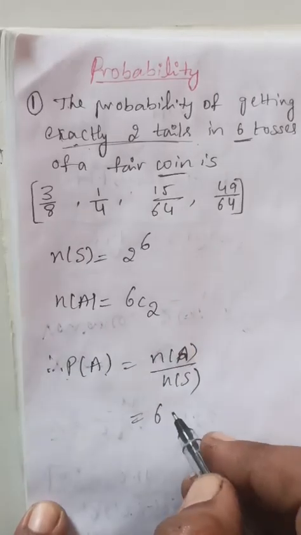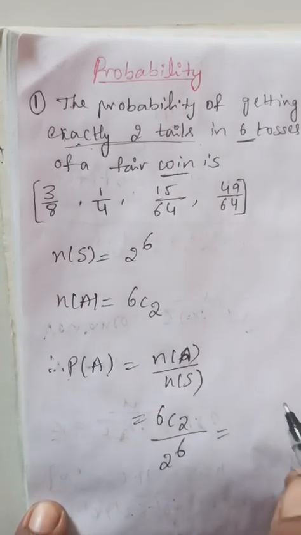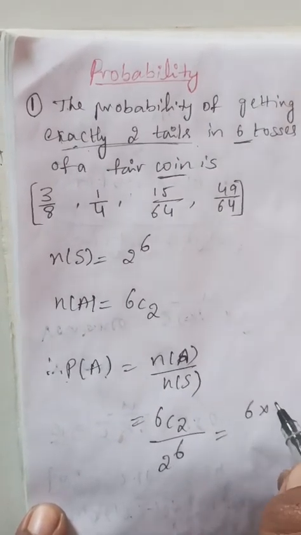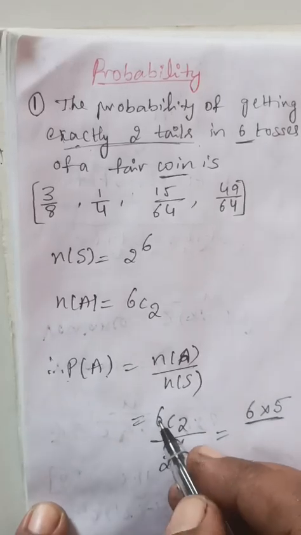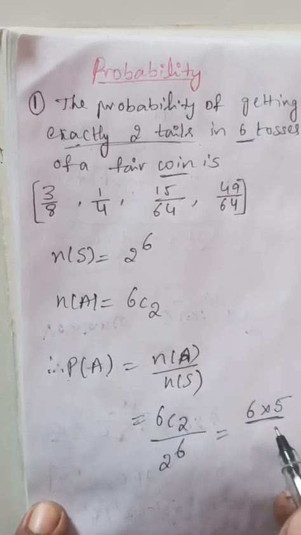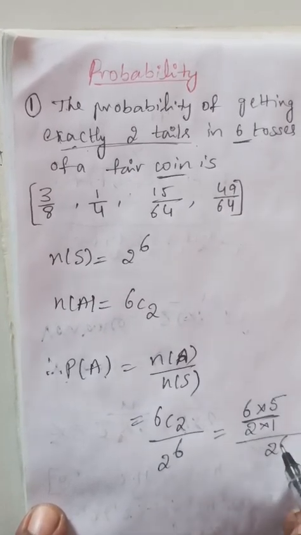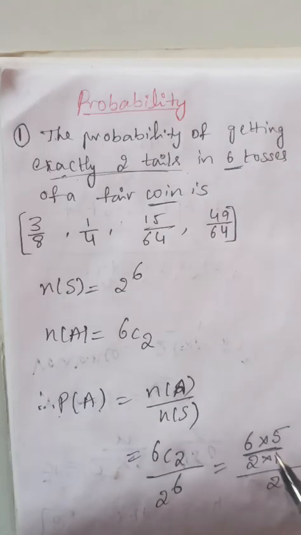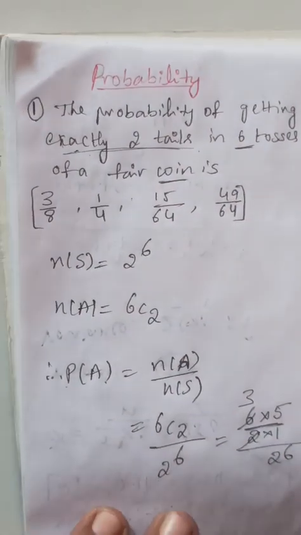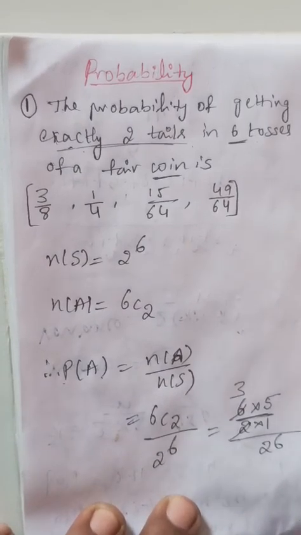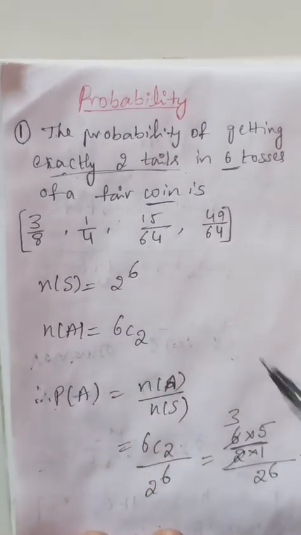N of A is 6C2 and N of S is 2 power 6. 6C2 is 6 into 5, taking only 2 numbers, the product of 2 numbers, 6 into 5, and denominator 2 into 1, and 2 power 6. The 2 and 3 cancel. So 3 into 5, 15. 15 by 2 power 6 is 64. So 15 by 64 is the answer.